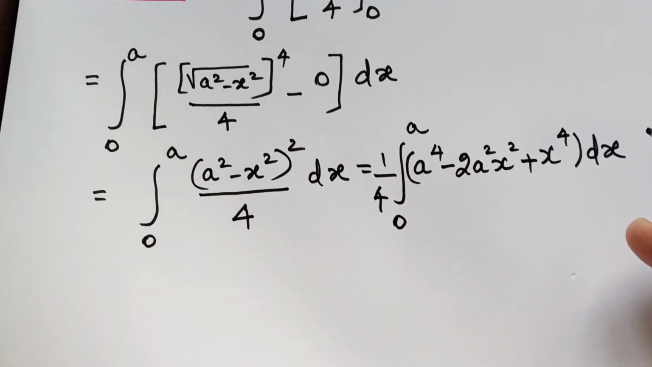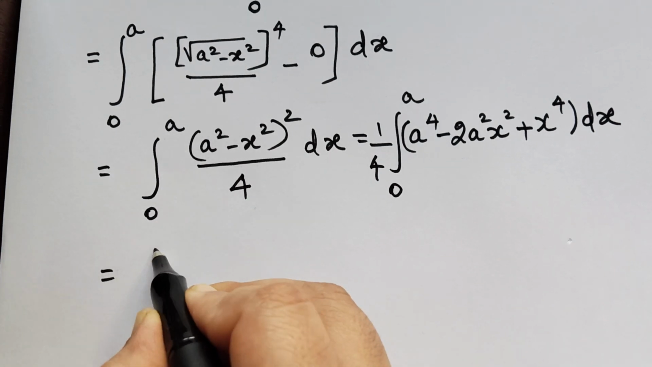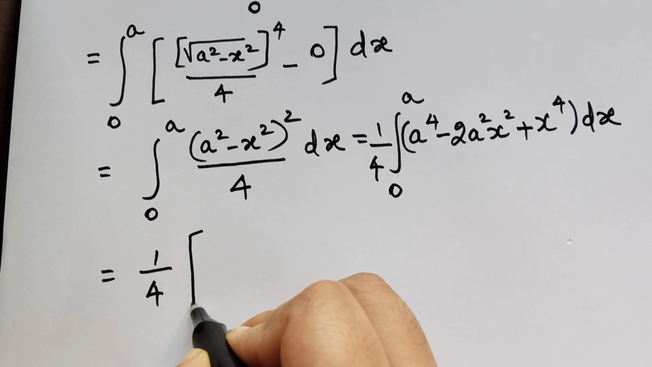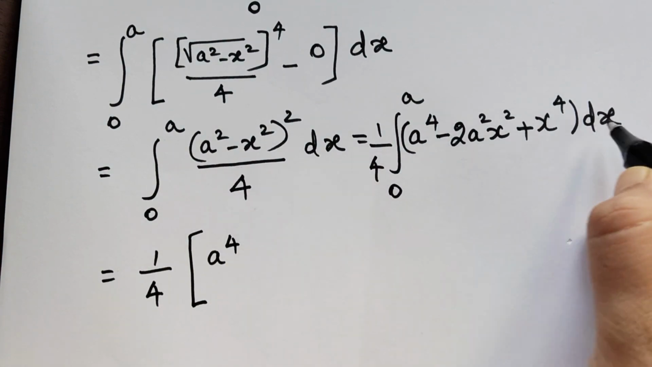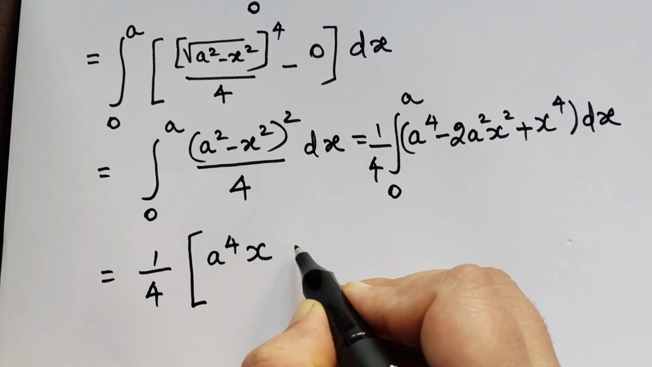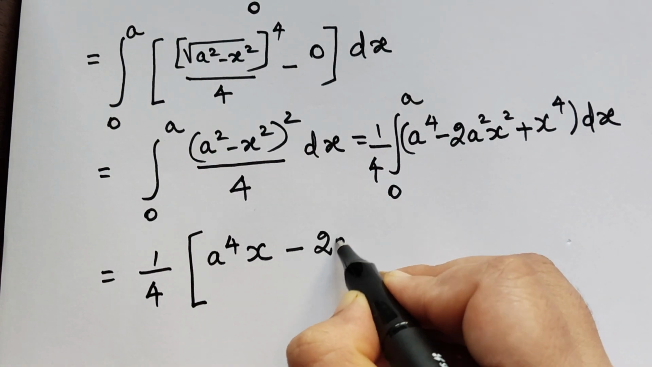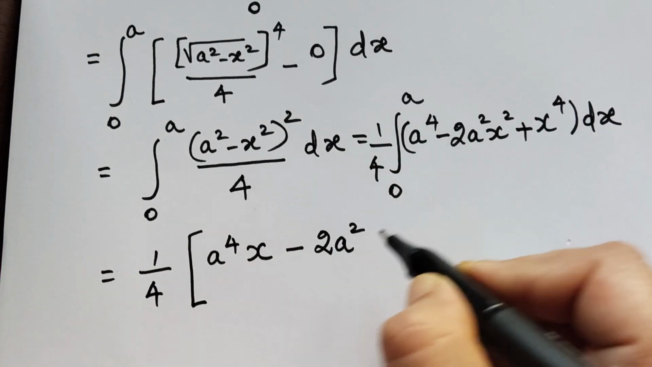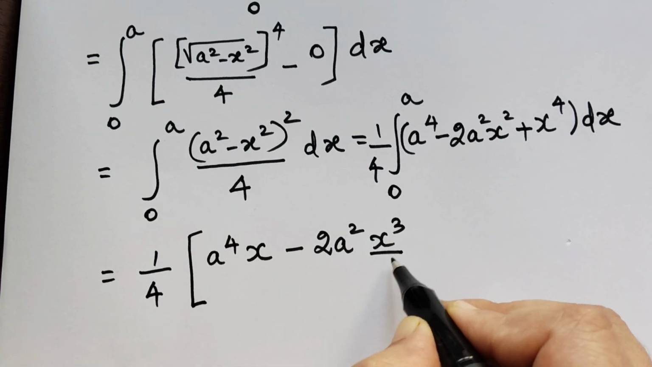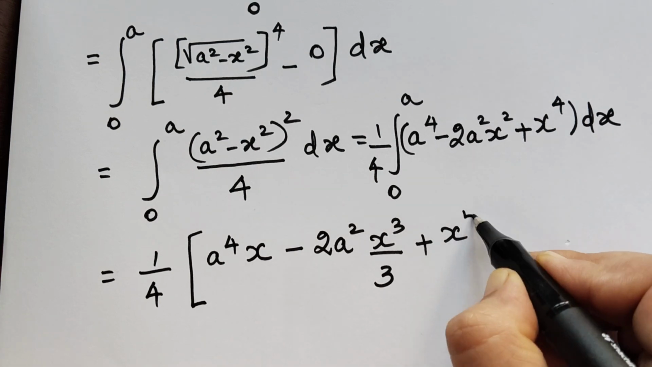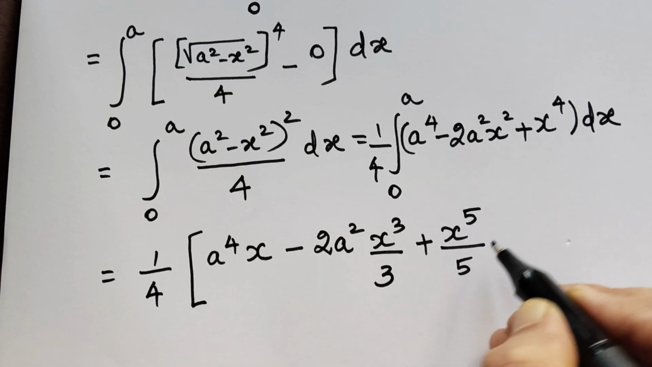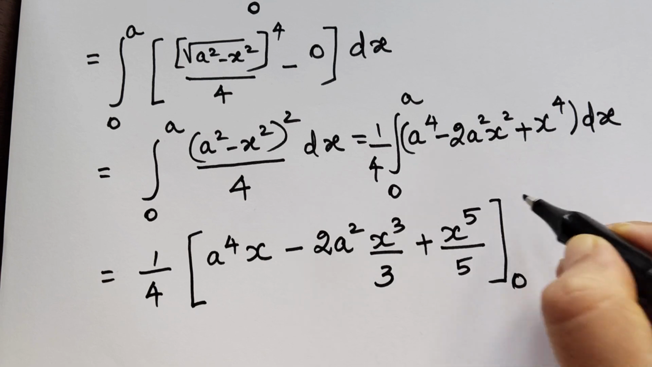Now we shall integrate. So when we integrate, we will get 1 by 4 bracket: a power 4 is a constant, so a power 4 dx will give us a power 4 x, minus 2a square is a constant, and the integration for x square will be x power 3 by 3, plus the integration for x power 4 will be x to the power 5 divided by 5, between the limits 0 and a.